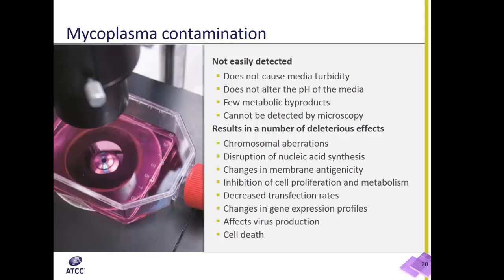Contamination from mycoplasma can cause a host of problems that include altering the cell's function, growth, and morphology, causing chromosomal aberrations, affecting nucleic acid synthesis, and changes in membrane antigens and gene expression. The main source of mycoplasma contamination is receiving infected cultures from other research laboratories, or cell culture media or reagents that are commercially available.